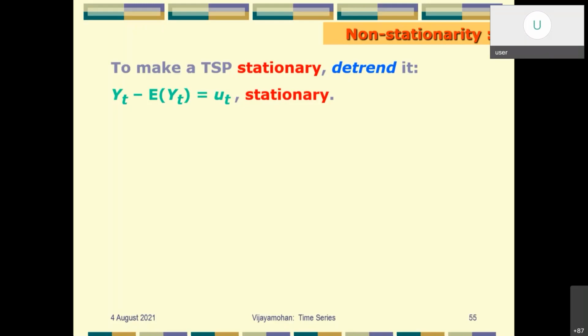Anybody else? First difference, it looks for the difference. For second difference with the augmented Dickey-Fuller test. No. Little louder. Sir, I was saying the first difference with the help of the augmented Dickey-Fuller test.